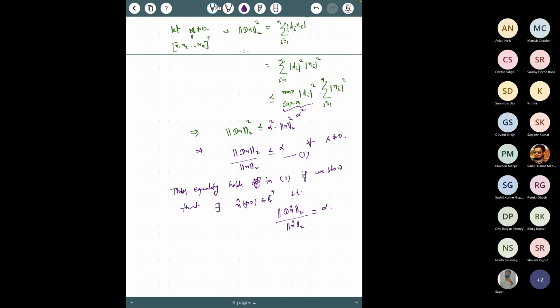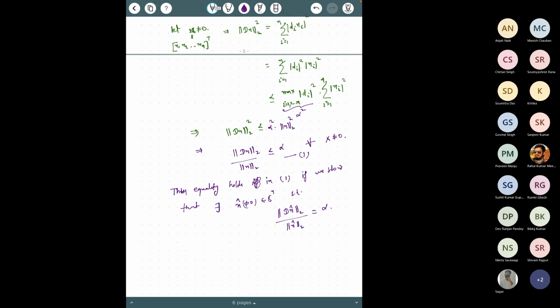Now can you tell me which vector x hat I should choose here? Sir, yes, if kth diagonal entry is maximum, then we choose a vector whose kth entry is 1 and all other entries are 0. Yeah, so the vector is the kth standard vector.